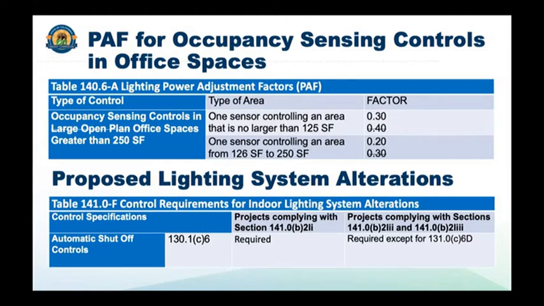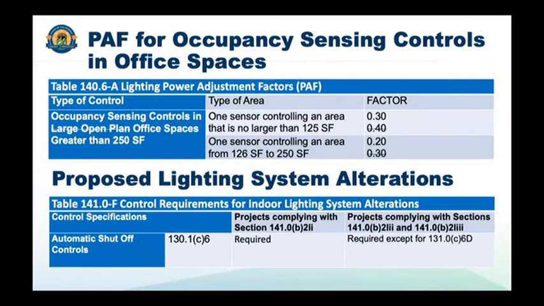And as mentioned before, open plan office is an ambiguous term to some. And it is proposed to remove the language open plan office from this code section. And it is replaced by the definition: office space greater than 250 square feet is qualified for this power adjustment factor. And greater than 250 square feet is the physical size of the office space.